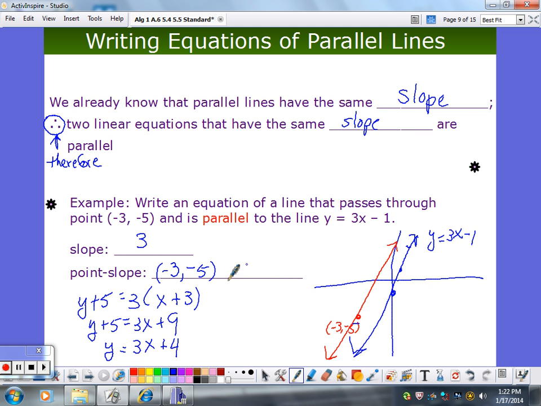Is this line and this line parallel? How do I know they're parallel? Claire, how do I know they're parallel lines? The slopes are the same and the y-intercepts are different. How do I know it passes through this point -3, -5? Well, let's plug it in. So 3 times -3 is -9, plus 4, that's -5. It works. Excellent. So point slope form to find parallel lines.